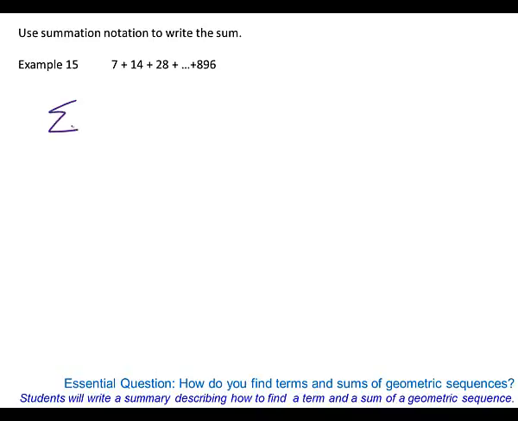So let's try it. So summation notation is the funny E-looking thing, right? The sigma. All right, and I'm going to say, let's say it's n. You can pick whatever letter you really want, but I'm going to pick an n. And I'm going to start with 1, and I don't know what it's going to end with. Okay, but I'm going to start with term number 1. My first term is just, or what's my first term? 7.